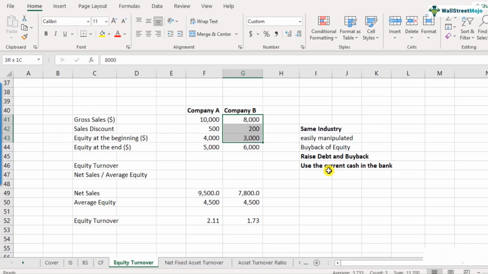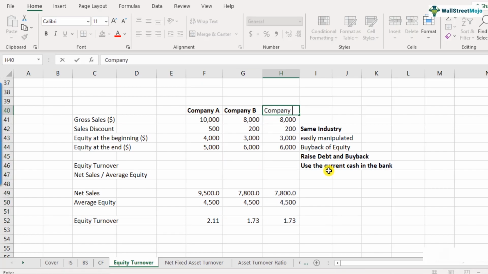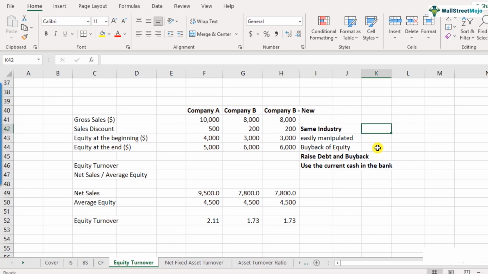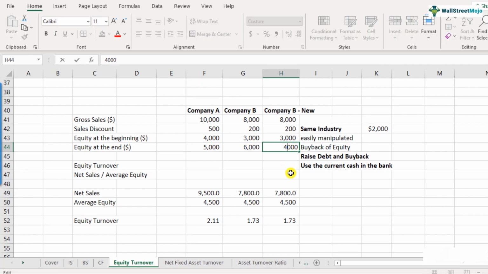Let's say at the beginning, I'll just take the same example here. I'll just copy and paste this. Company B new. All right. So let's say at the end of the year, this company B new raises debt of $2,000. Okay, and they use it to buy back this equity. All right. So if they buy back equity worth $2,000, if earlier it was 6,000, now it will become 4,000, right? So this will be equal to this minus 2,000. Okay. So the equity at the end of the year would be 4,000.